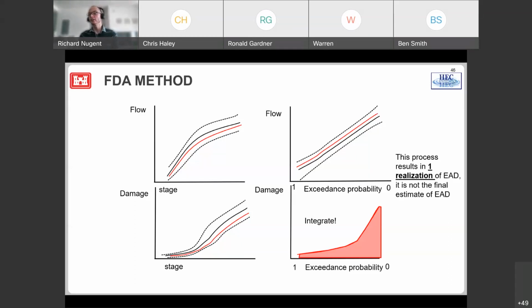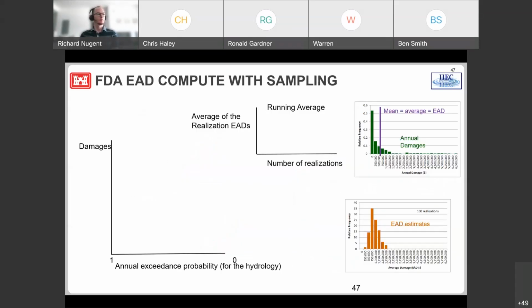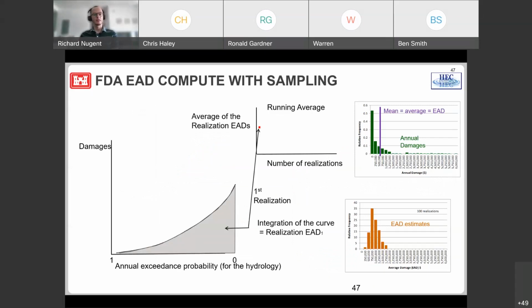But this is not the final estimate of expected annual damage, right? We're trying to get the distribution of expected annual damage so that we can describe risk with uncertainty. So let's look at how we do that. Basically, we are going to repeat what you saw many, many times so that we'll get many realizations of the damage frequency curve.